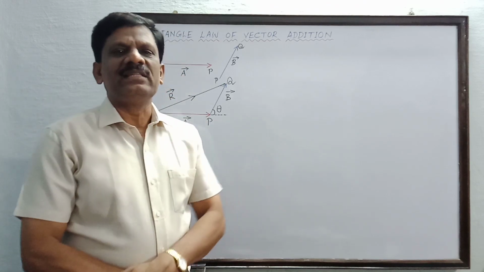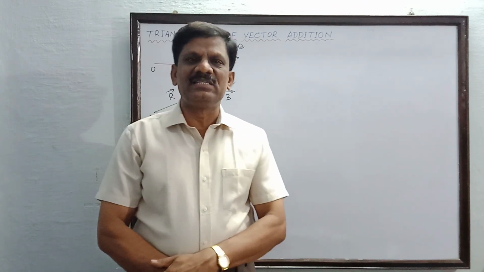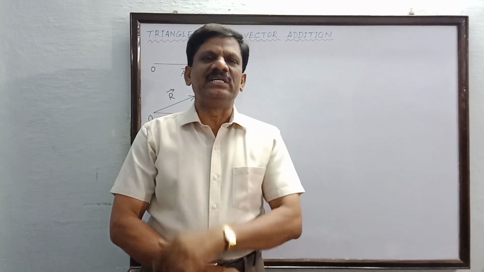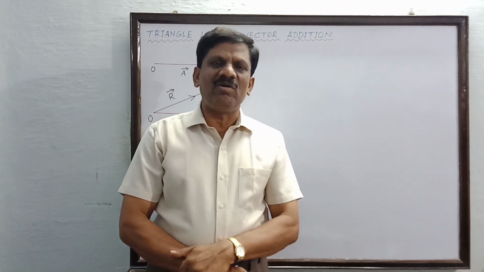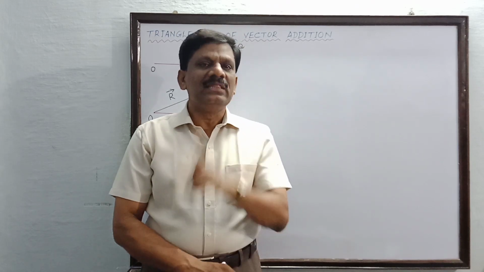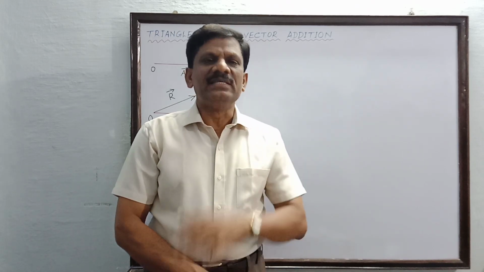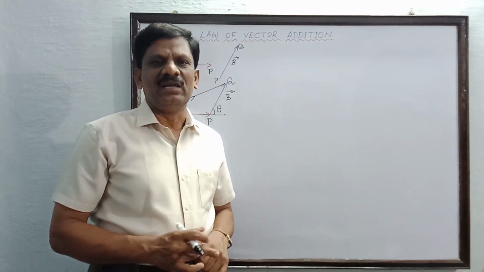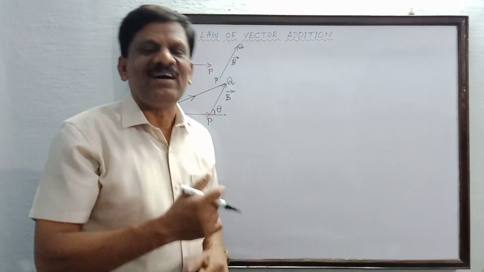So you must have studied the statement of triangle law of vectors, is it not? If two given vectors are represented by the two sides of a triangle taken in order, in the same order, then the resultant vector is given by the third side of the triangle taken in the opposite order.